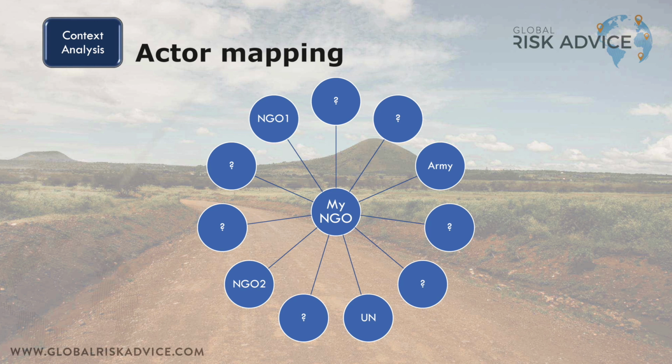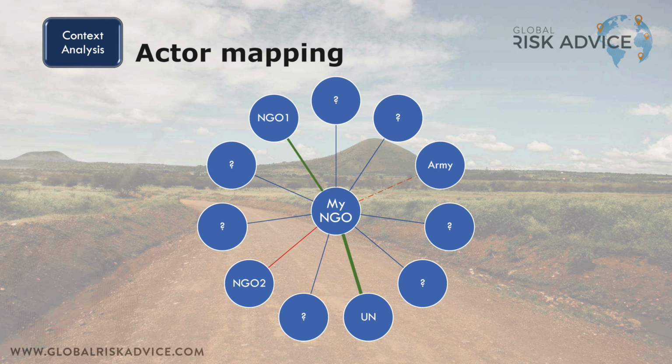And then the next question becomes, after we mapped all the actors, what are the relationships between us? So maybe with the NGO 1, I have a good relationship, and with the UN, but maybe with the NGO 2, not. And as you can see in this case, the army has a dotted line, so sometimes it's good, sometimes it's not.